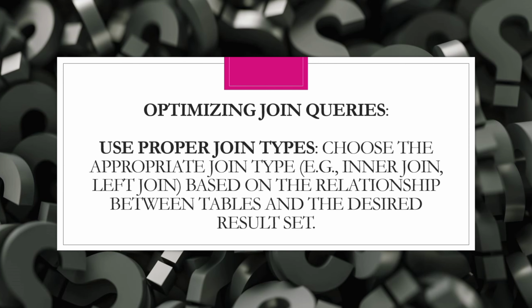Use proper join types. Selecting the proper join type, such as inner join or left join, ensures that the query retrieves the desired data while maintaining the integrity of the relationships between tables. By aligning the join type with the specific requirements of the query and the nature of the data, users can accurately capture the desired result set and avoid unintended data explosion or duplication.